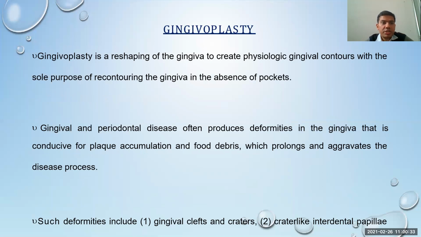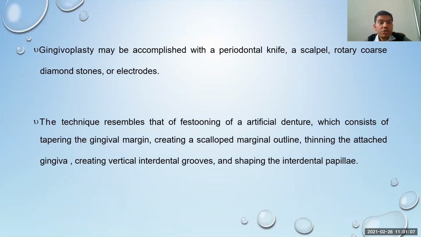Now coming to gingivoplasty, it is reshaping of the gingiva to create physiologic gingival contours, with the sole purpose of recontouring the gingiva in the absence of pockets. This we have already discussed in the beginning of this lecture. Gingival and periodontal diseases often produce deformities in the gingiva that are conducive to plaque accumulation and food debris, which prolongs and aggravates the disease process. Such deformities include gingival clefts and craters, or crater-like interdental papillae. Gingivoplasty may be accomplished with a periodontal knife, a scalpel, or diamond stones or electrodes.